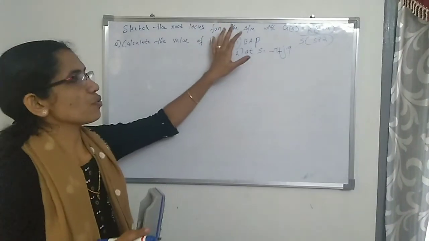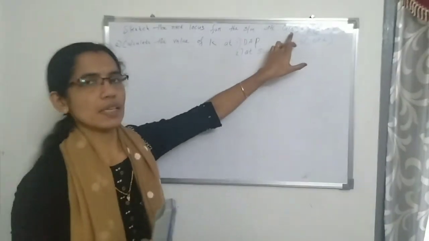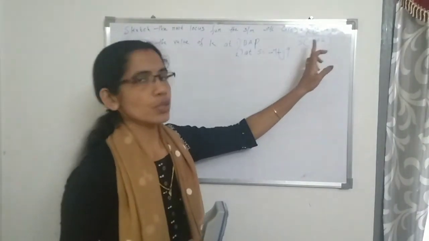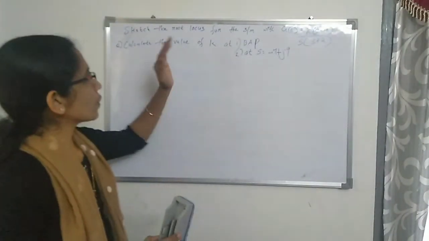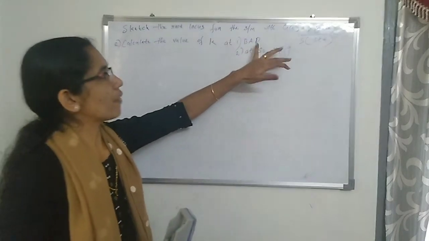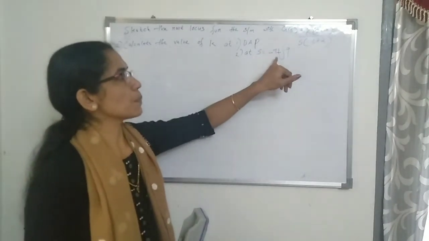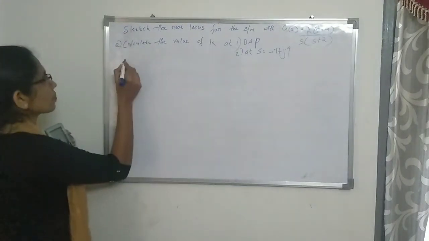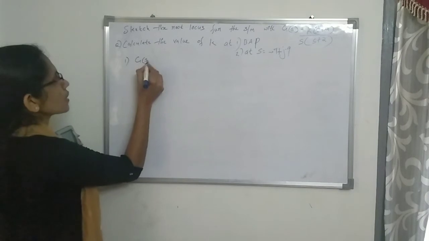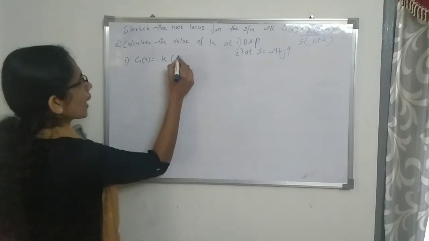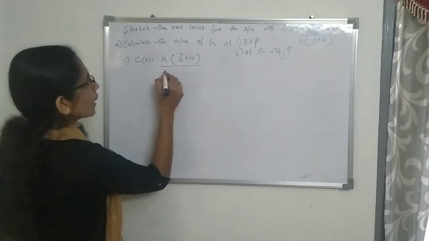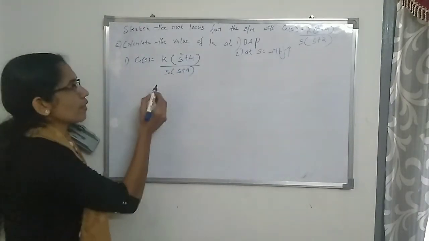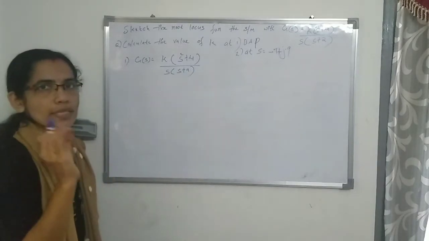Our aim is to find the root locus for the system with G(s) equals K(s² + 4) divided by s(s + 2), and we also need to find the value of K at the breakaway point and at s equals -0.7 + j0.9. First step: find the poles and zeros.